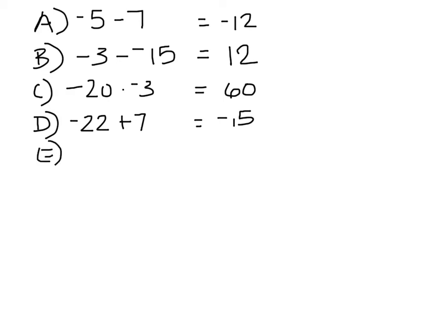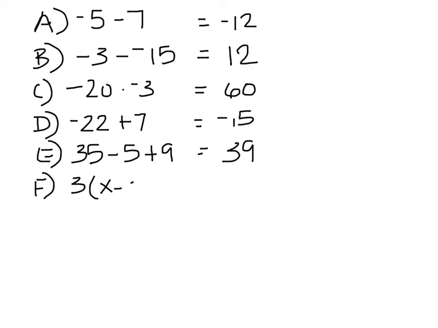E, 35 minus 5 plus 9. 35 minus 5, which is 30, plus 9 would give you 39. F was a name the property. And to describe the property, I said 3 times the quantity of x minus 2 is equal to 3x minus 6. So that's the distribution property.